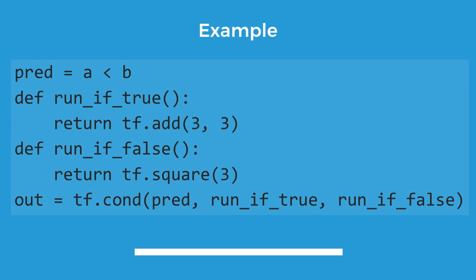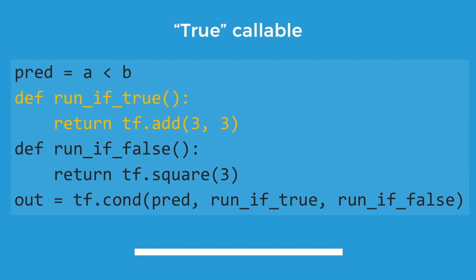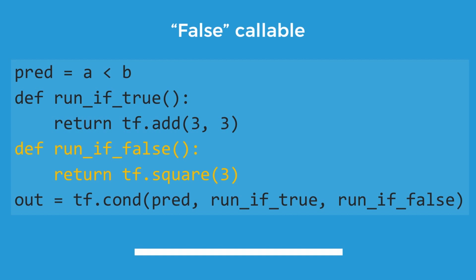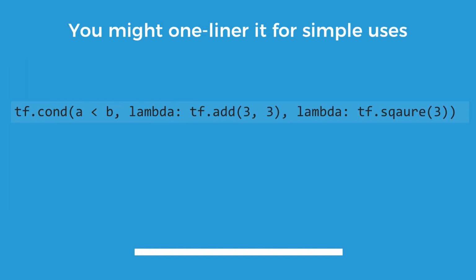So just a quick example. Here we have our predicate of A is less than B. Our run if true statement is please add together 3 plus 3. Our false statement is please square 3. And then our actual condition statement uses these functions. Again, note that we're defining the functions run if true and run if false, but we're not actually calling them. tf.cond runs them itself so that it can have those operations as part of its scope. For something as simple as what we did, you might do a simple one-liner instead.